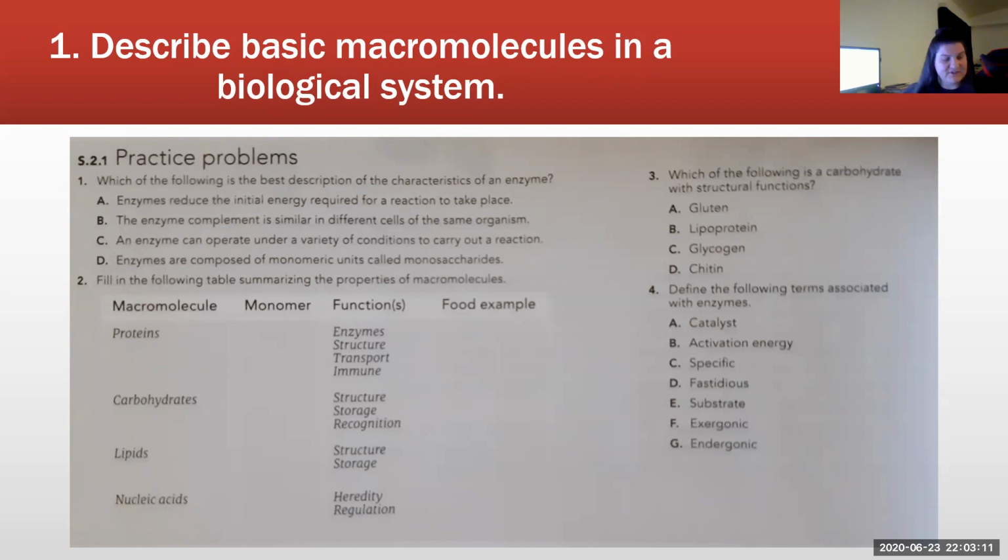Chitin is a nitrogen-containing carbohydrate that's an important constituent of cell walls of fungi and animal exoskeletons. Gluten's a protein. Lipoprotein is made of lipids and proteins, hence the name lipoprotein. And glycogen is the storage form of carbohydrates in animals. So again, if you want to pause this and define the following terms associated with enzymes, I highly advise it so you understand their function and what they do.